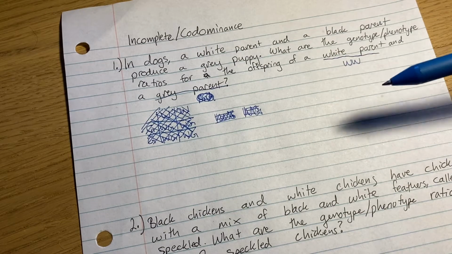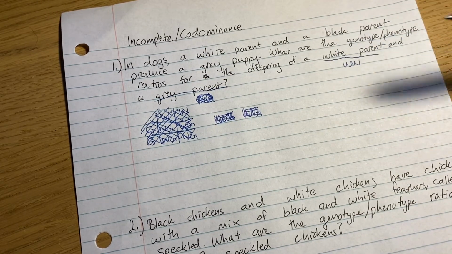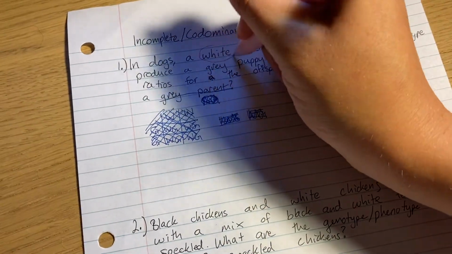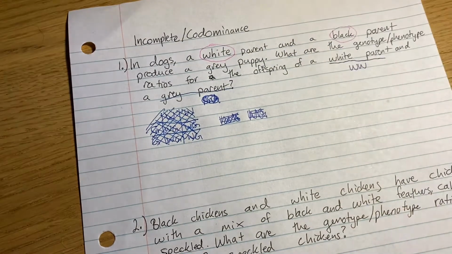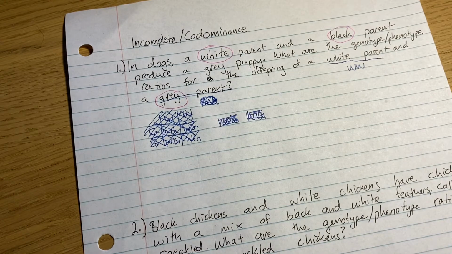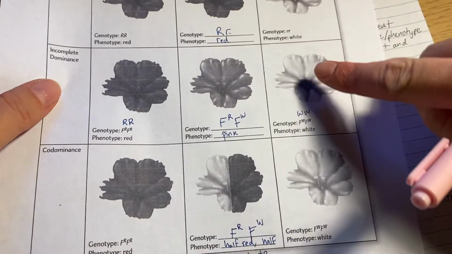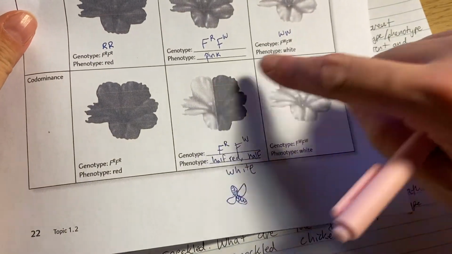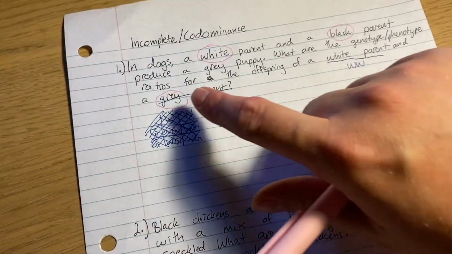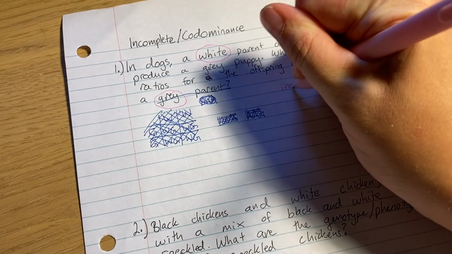What are the genotype-phenotype ratios for the offspring of a white parent and a gray parent? So the first thing you have to do is decide what kind of dominance this is. We have white and black, and they produce gray. You have to decide, is gray an intermediate phenotype between black and white, or is it one where both of the alleles are expressed? Gray is between black and white, so this is incomplete dominance.